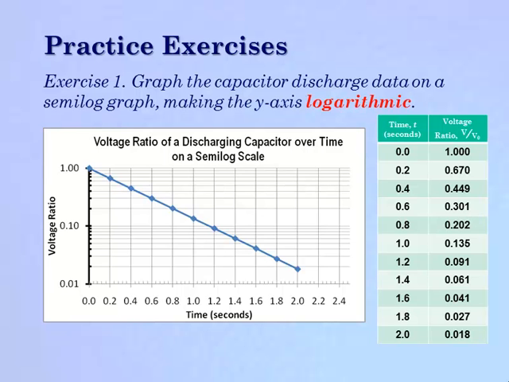We call that a semilog scale because one of the axes is logarithmic and the other is linear. And you will sometimes encounter cases where both the x and the y axes are logarithmic, and in that case you don't call it a semilog, you call it log-log paper.